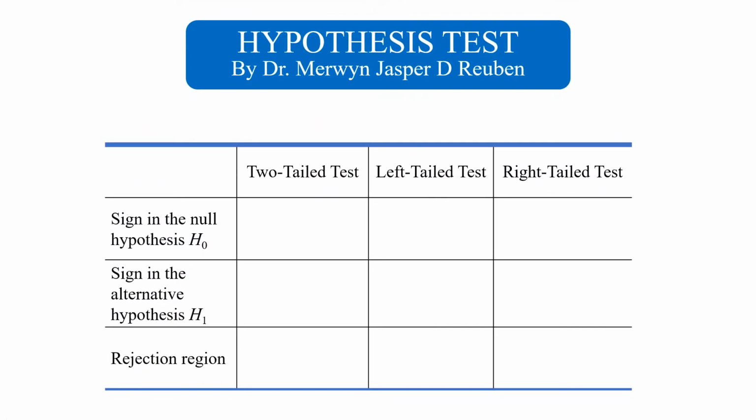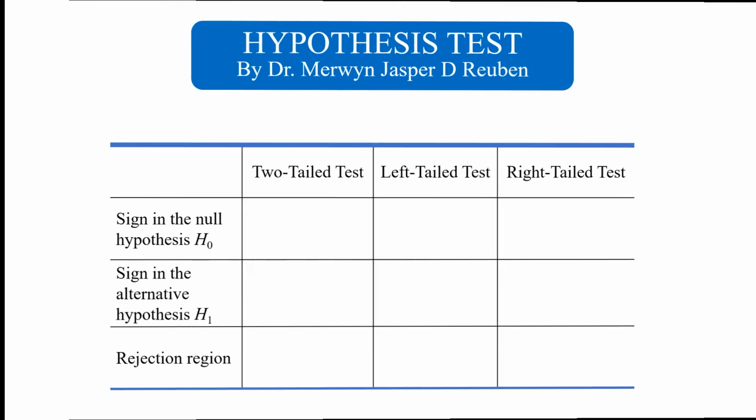So, the two-tail test, the left-tail test, and the right-tail test can be easily identified with the sign in the alternative hypothesis. But we can also use the sign in the null hypothesis and the rejection region to identify the tails of the test. So, in this table, we will put the sign in the null hypothesis, the sign in the alternative hypothesis, and the rejection region, and compare them with the two-tail test, left-tail test and right-tail test.